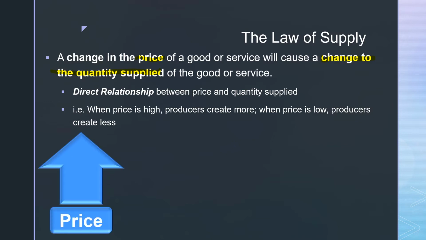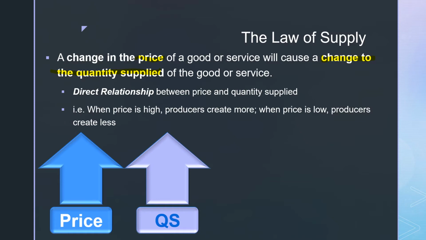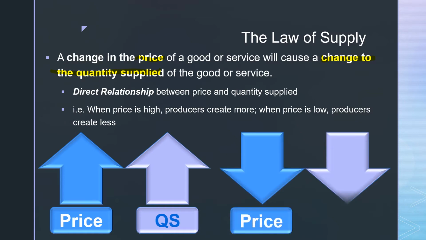So that means that when the price is high, producers create more. Price goes up, quantity supplied goes up. When the price is low, producers create less. When the price goes down, quantity supplied goes down.